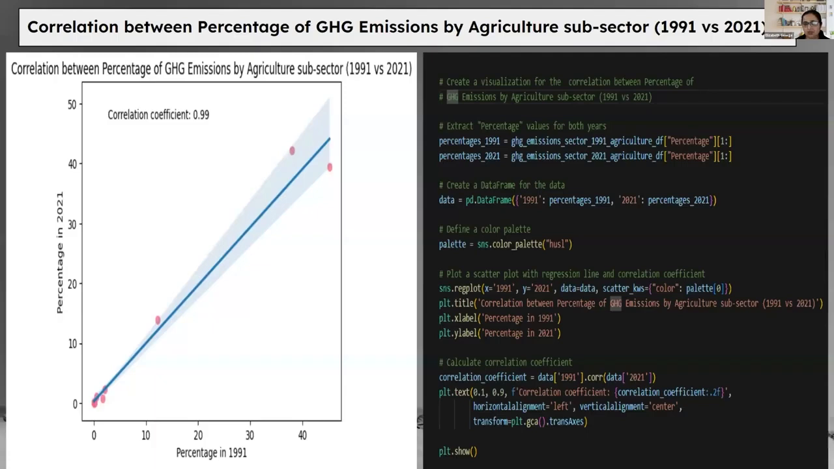Turning our attention to correlation coefficient analysis. This graph shows the correlation between the emission percentages in 1991 and 2021, with the x-axis representing 1991 and the y-axis representing 2021. The coefficient of 0.99 indicates a strong positive correlation, meaning that as the emission percentage in 1991 increases, so does the percentage in 2021. I used the Seaborn library for visualization.